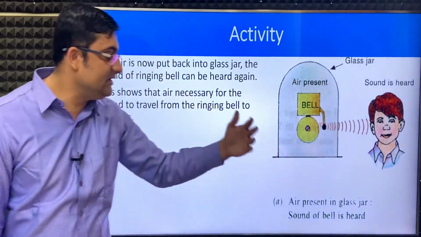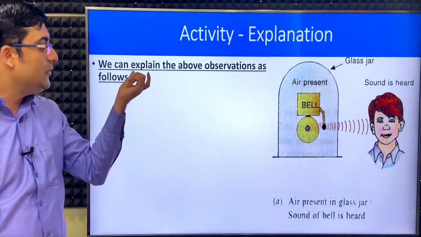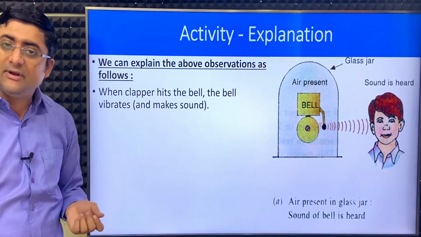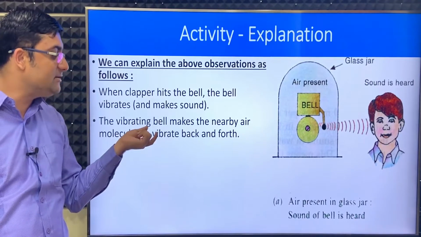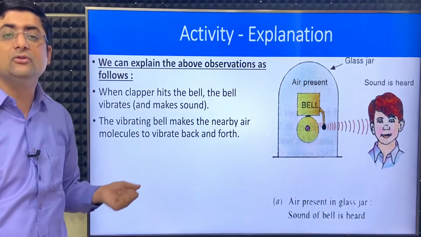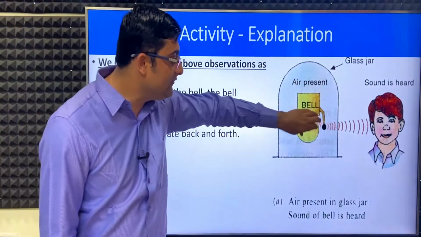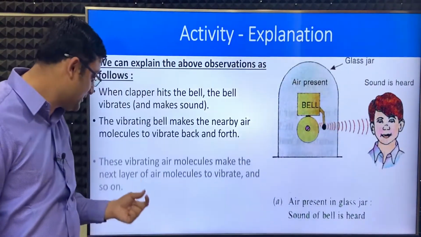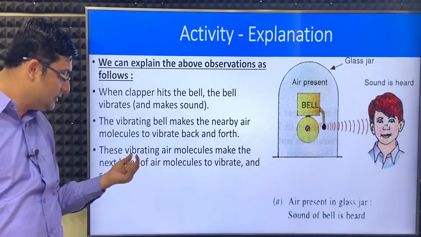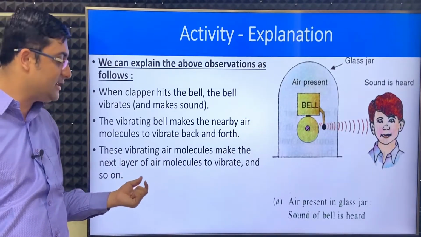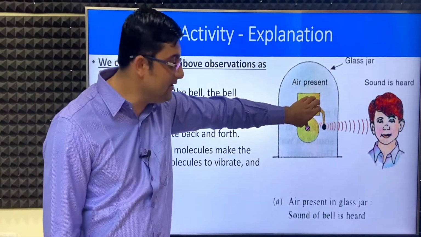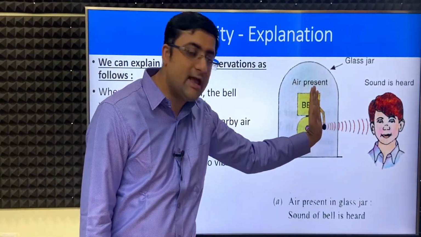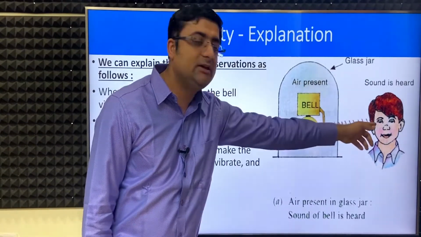So if the activity is clear, now let's go through the explanation. We can explain the above observation as follows. When the clapper hits, the bell vibrates and makes sound. Now, the vibrating bell makes the nearby air molecules vibrate back and forth. So whenever an object is vibrating, it will make the molecules of the medium also vibrate. These vibrating air molecules make the next layer of air molecules vibrate and so on. So first this bell will vibrate, it will make these molecules vibrate, they'll make the next layer of molecules vibrate. Like this, the vibrations are carried from the bell into our ears.